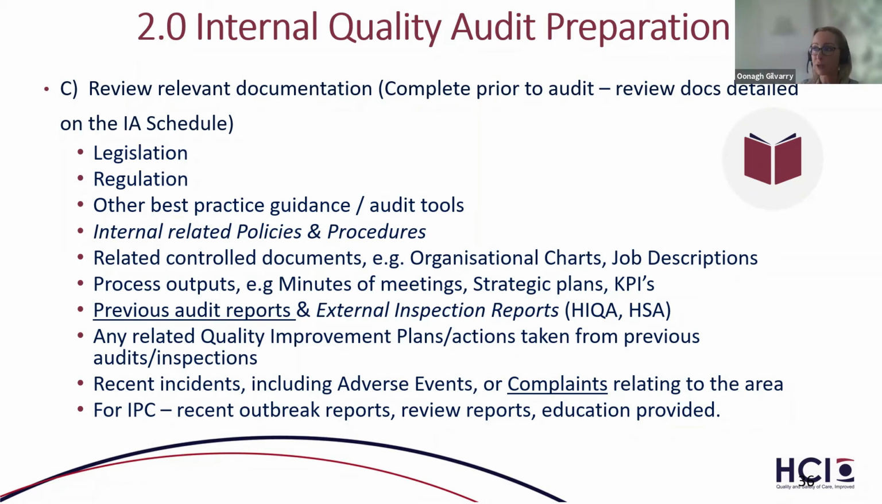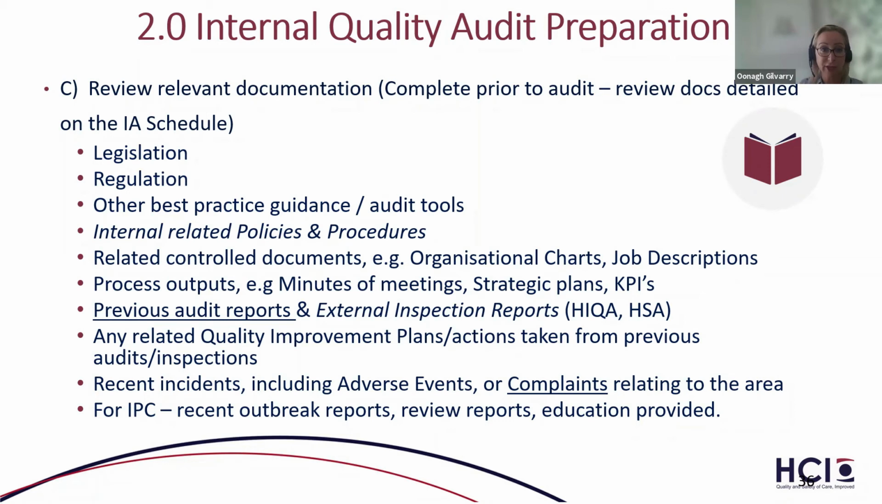What are the other control documents? So as I said, those org charts, job descriptions, if they're relevant. Do I need to look at any minutes, KPIs? Previous audit reports, really important. If you're doing an audit on residence rights this week, look at what happened in the last residence right audit and see what were the findings there. Were they closed out? Because if they weren't, that's going to be your first finding in your residence rights audit the next time round. Look at the inspection reports that came out.